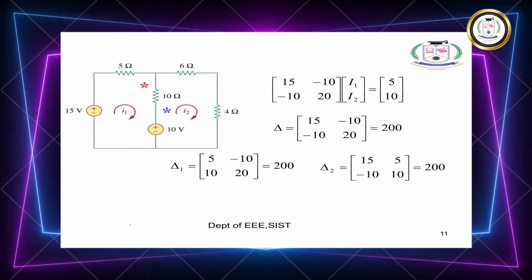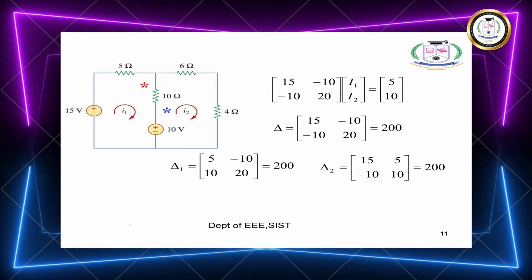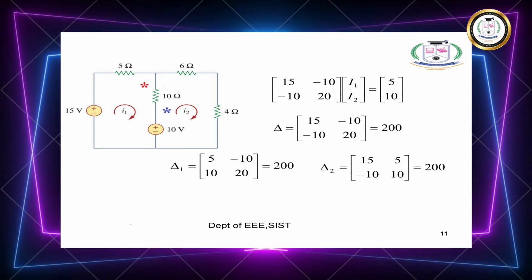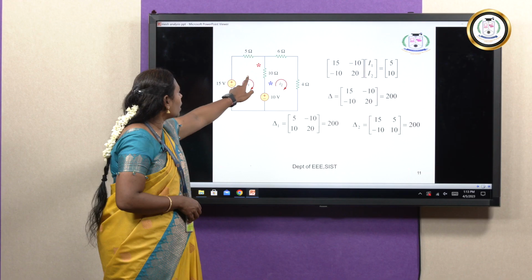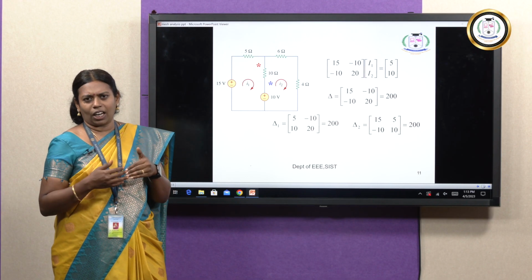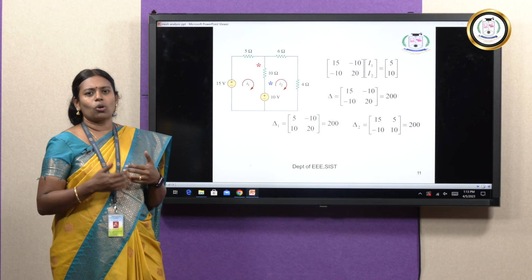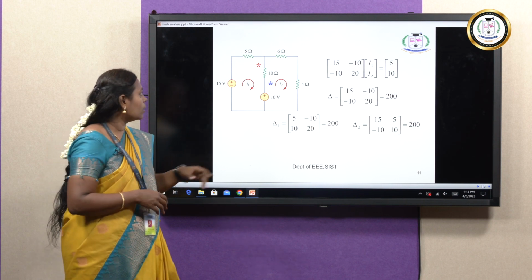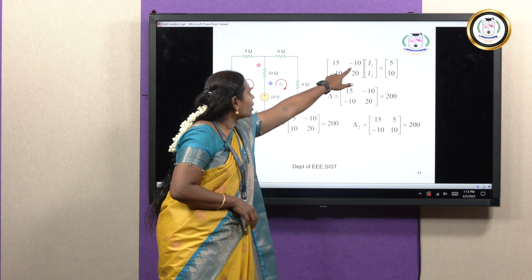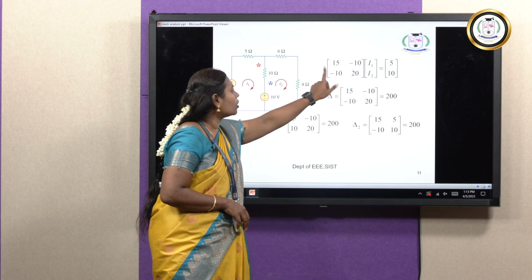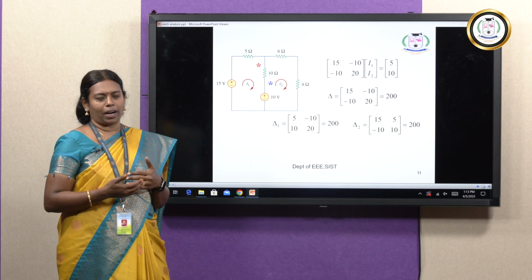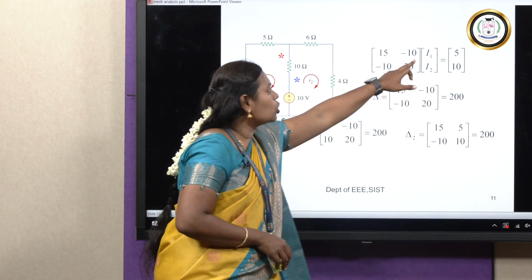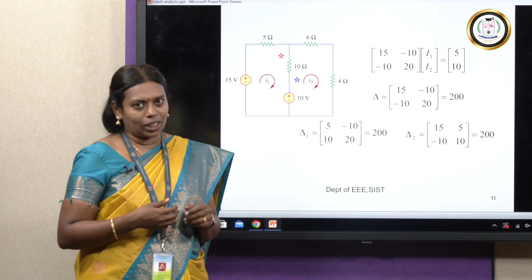You can see the notations I have given. The I1 current entering the 10 ohms is indicated in red. The I2 current entering the 10 ohms is indicated in blue. Both are at different places. That means both currents are entering the 10 ohms at different places, so I have to make it a negative sign. So put a negative sign for R12 and R21. Like this we have to find our R matrix. Then I1 and I2 are what we are going to find in our mesh analysis.